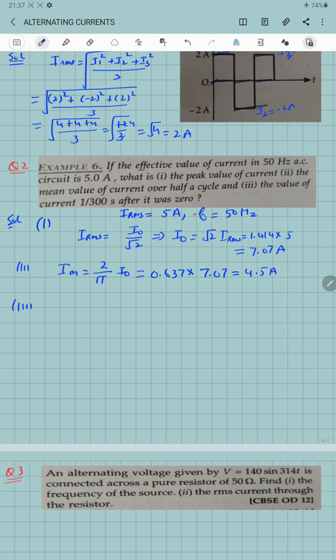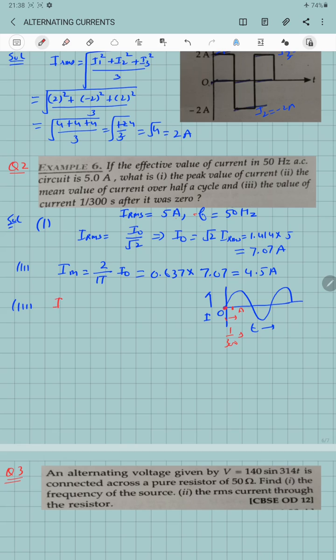Third part, we have to find out the current 1 by 300 seconds after it was 0. So if we take a look at the AC cycle, it looks like this. You can see that AC current is 0 at this point O. This is the time, this is the current. So this is the time at which current is 0. Suppose at this point A, the time from O is 1 over 300 seconds. So in this time interval we have to find what's the value of the current.